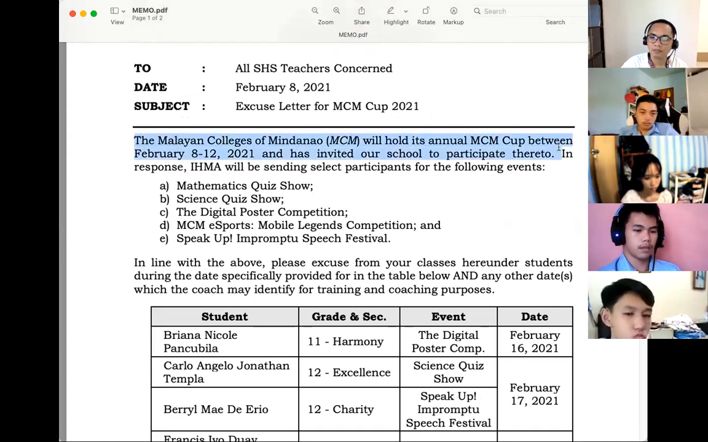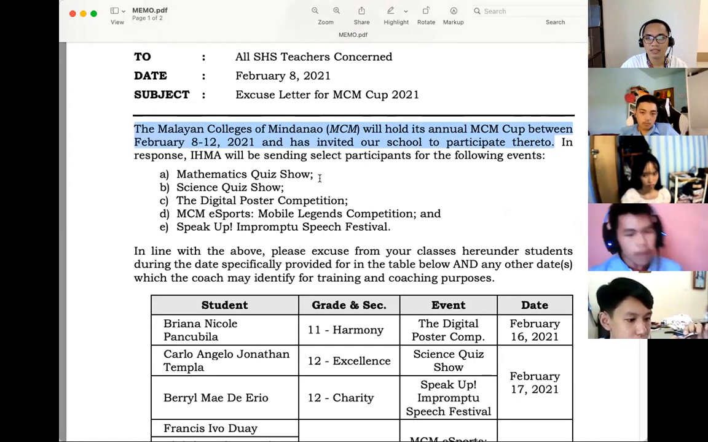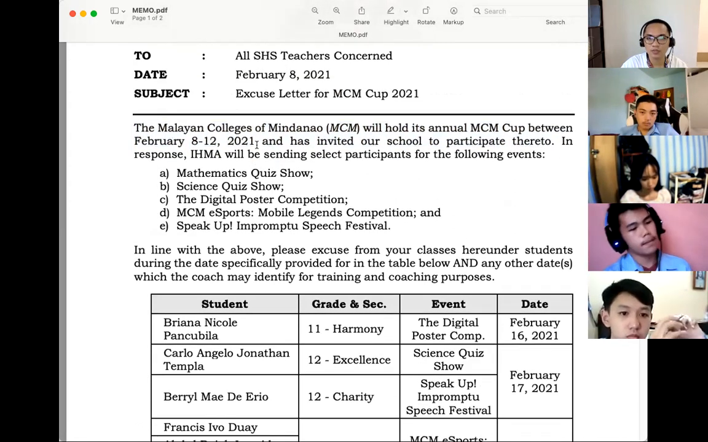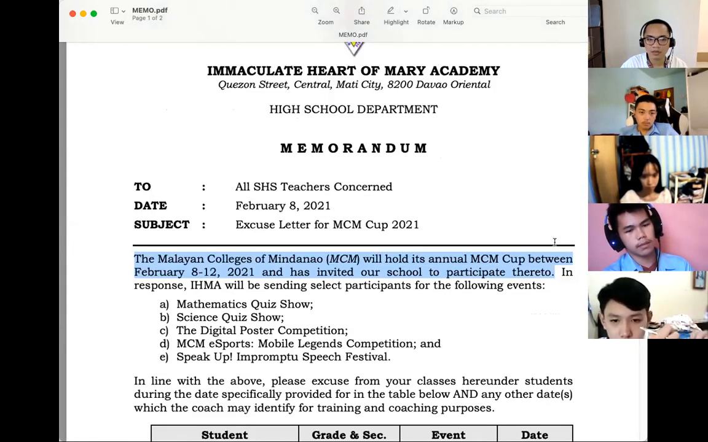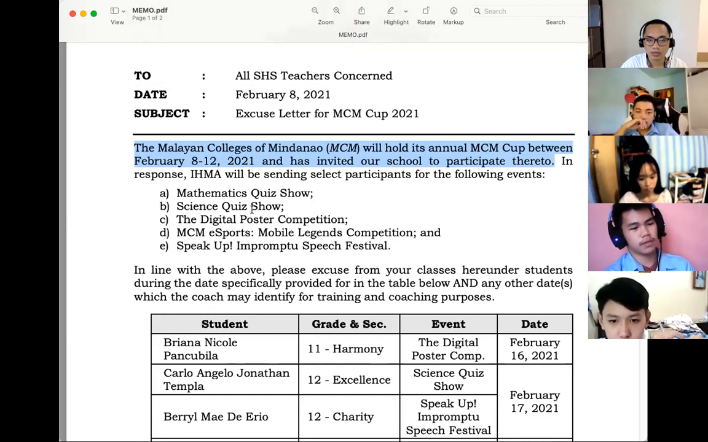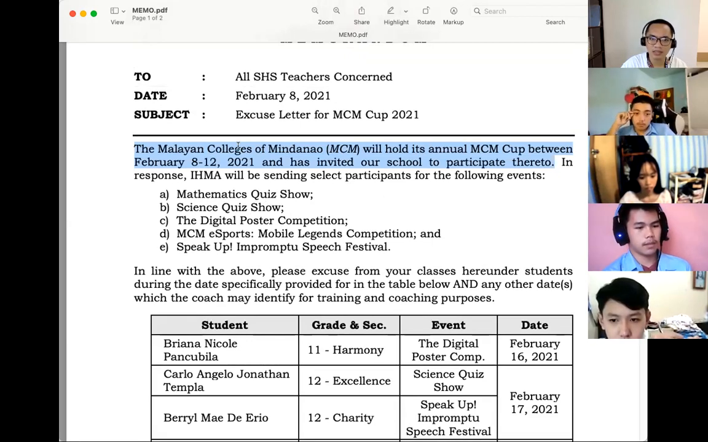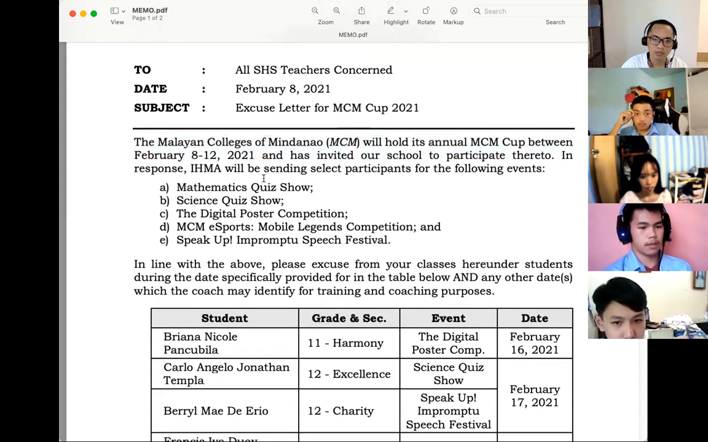First paragraph, you must have the basis. If there is a law where you based this memo, put it there. This one is an example of the memo I wrote for Mrs. Chang to sign regarding the MCM CUP 2021, I think early this year. So that is your basis. Because there is what? An event. So you state which event that is.